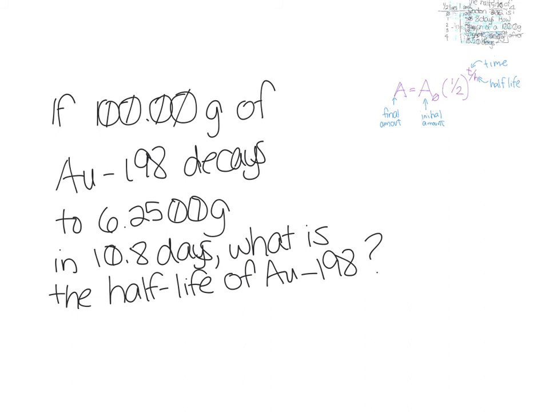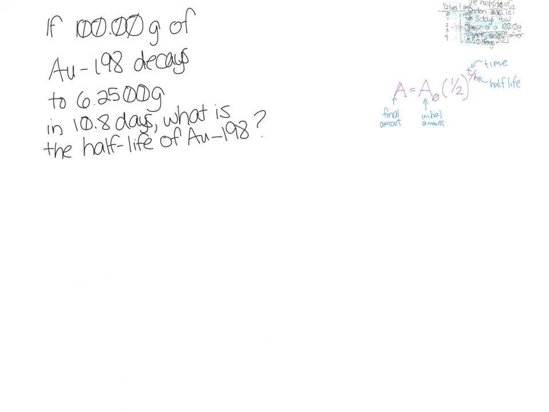All right, so this one says, if 100 grams of gold-198 decays to 6.2500 grams in 10.8 days, what is the half-life of Au-198? Zach, you're my chart fan, right? So how are we going to do this in the chart? You don't know the half-life, but you have enough information to solve it in the chart.